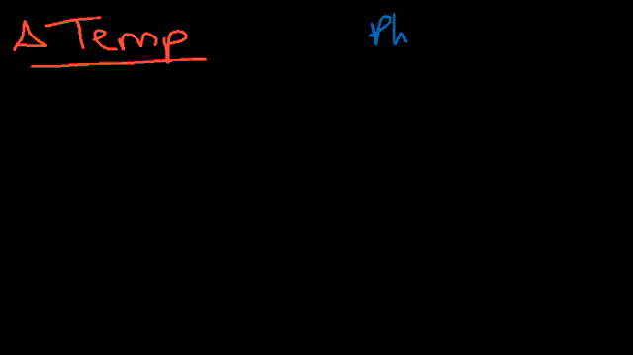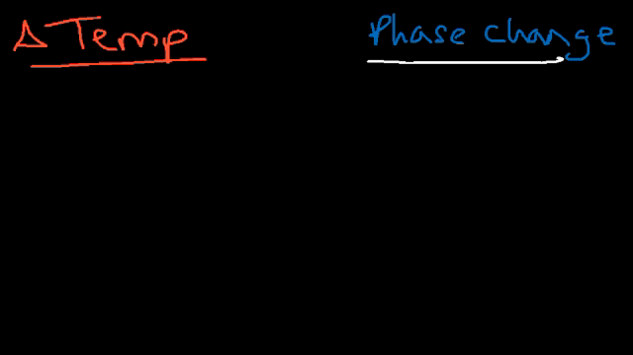So what happens if we add heat energy to a system? Two things can happen. Either a temperature change can occur, or a phase change can occur. So if you heat up liquid water, the temperature could go up, or it can vaporize into steam. If you heat up ice, the temperature could go up, or ice can melt into liquid water. So one of those two things can occur.